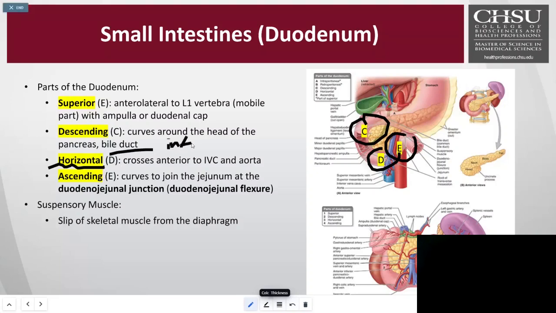All right, but here are some of the key structures that I want to highlight. Within the superior, you're going to have the duodenal papillae or the duodenal cap. Within the descending part, you're going to have the head of the pancreas. In the inferior part, this is where you have the passage of the inferior vena cava and the aorta. And then the ascending part has, again, the ligament of Treitz, which is basically your duodenal jejunal junction. So it's the transition between the first part of your small intestine and the mid part.